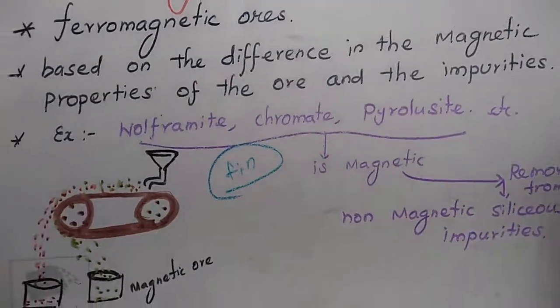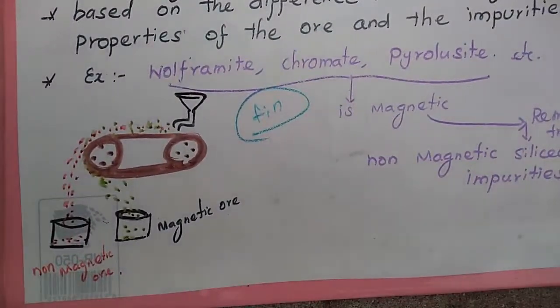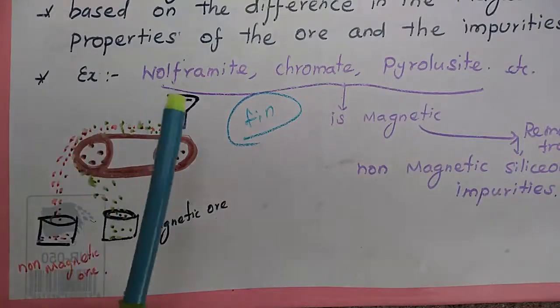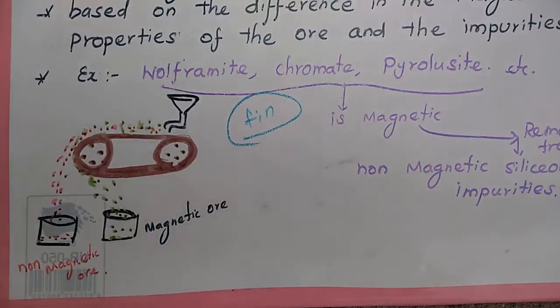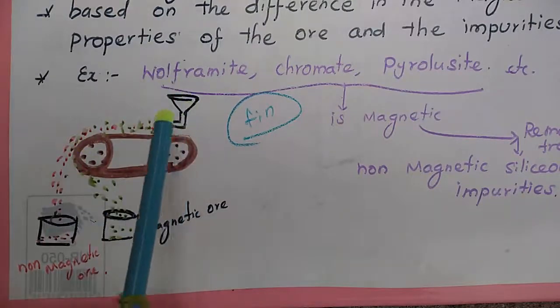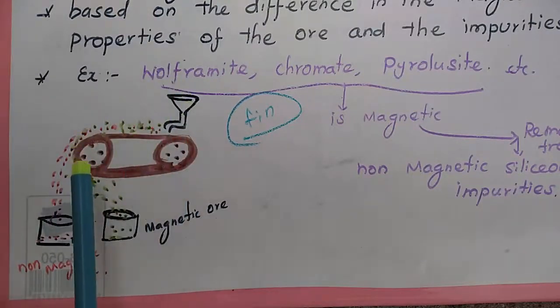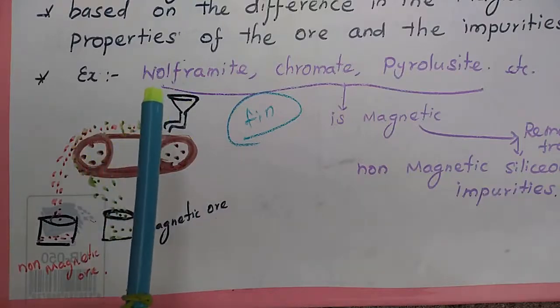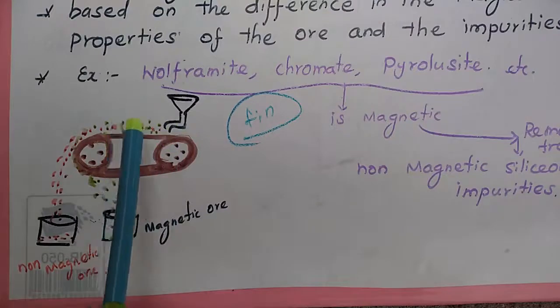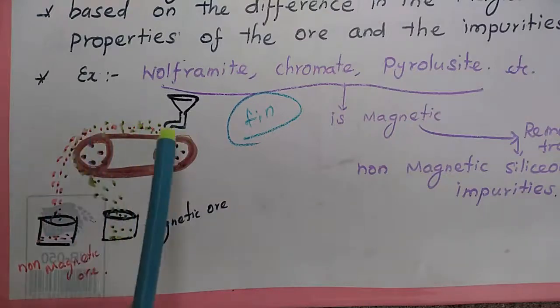Okay, process. Listen, we are going to discuss the magnetic separation process. First one, the crushed ore is poured onto the electromagnetic separator consisting of a belt and an electromagnetic wheel.